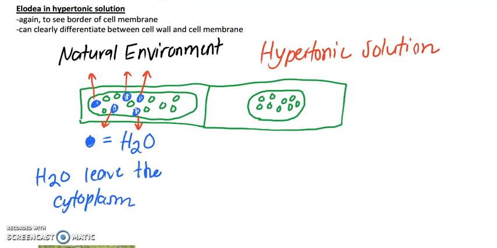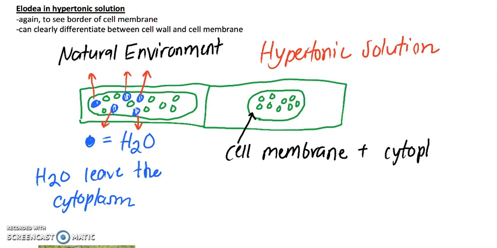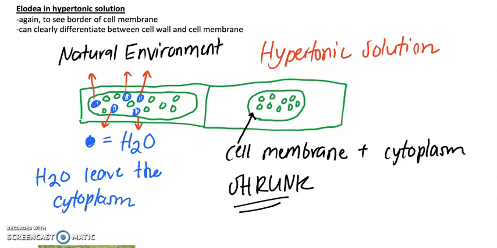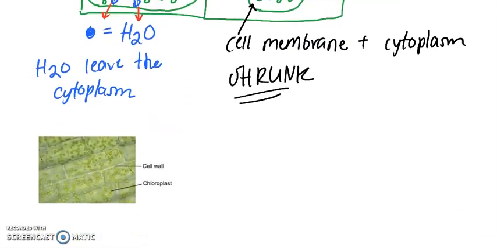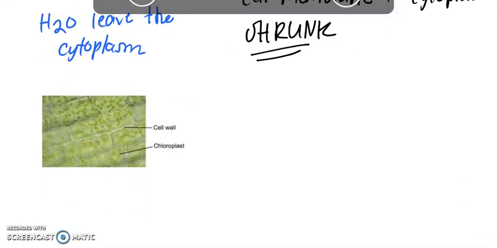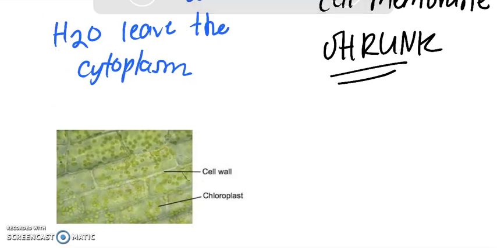So now we can say two things. You can say that both the cell membrane and the cytoplasm shrunk. And now you can clearly tell where the cell membrane is in relation to the cell wall. So here is elodea. Here's a picture of elodea. And that's it for this lab.